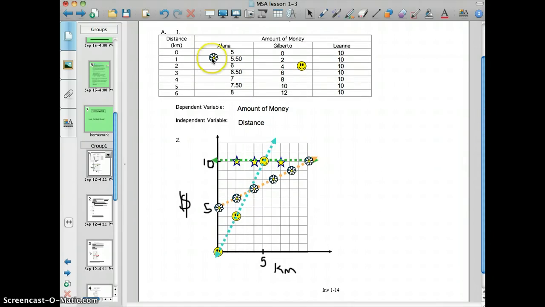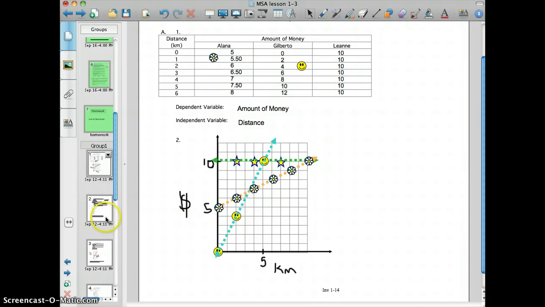Check out my graph. Notice my little happy face color code. Okay, the stars are going to be Leanne. Notice her line is flat. Alana starts out at 5 and moves up, and then Gilberto starts at 0 and moves up pretty quickly. Okay, notice my distance here. My money's on the y-axis. That's question A1 and A2.